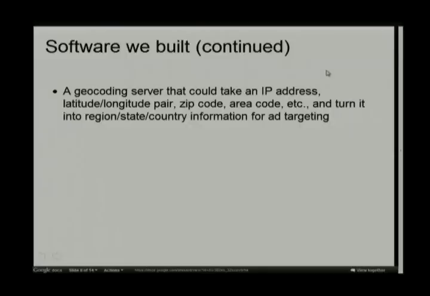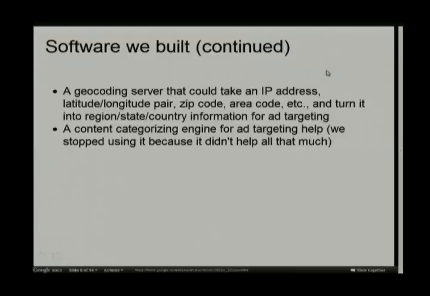We also built a geocoding server that takes latitude, longitude, and a few other things and maps them down into region, like the Los Angeles region or New York region, as well as state and country, for any latitude and longitude on the planet. This was useful for ad targeting because we did location-centric ad targeting. We also built a content categorization engine.